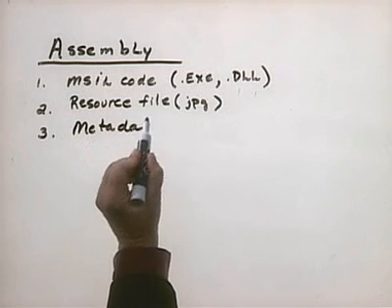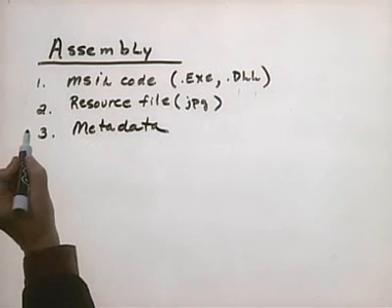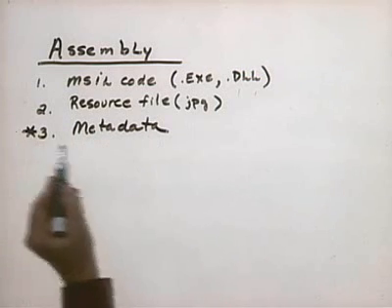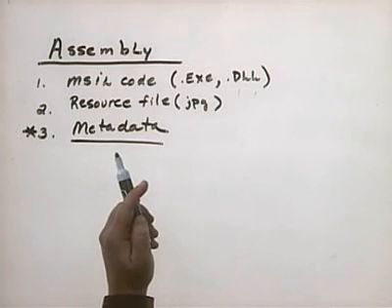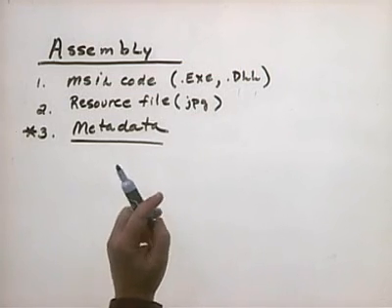And that's really the key to assemblies, is the idea that it contains data that is self-describing, that describes the assembly itself. Metadata is really important because it means the assembly is self-contained or self-describing. The metadata describes the assembly to other assemblies who may want to use the assembly that you're deploying.